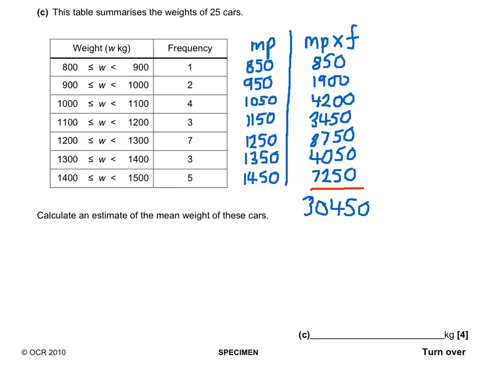So to find an average, all you do is add them all up, which we've done, and divide by how many there are. Now, if you look back at the top of the question, it says the weights of 25 cars. So we're going to be dividing that by 25. And if we do that on our calculator, we get 1,218. Which, if we look back at the data, we'll put it somewhere in and around here, which roughly makes sense.